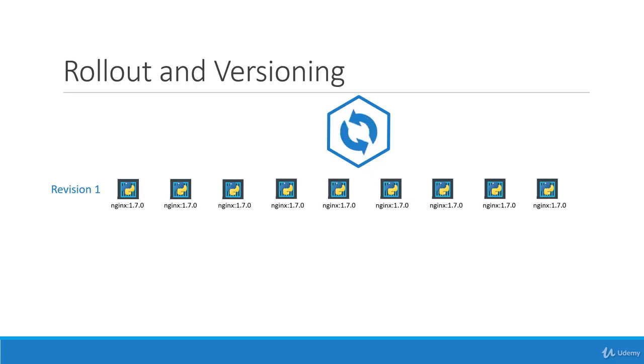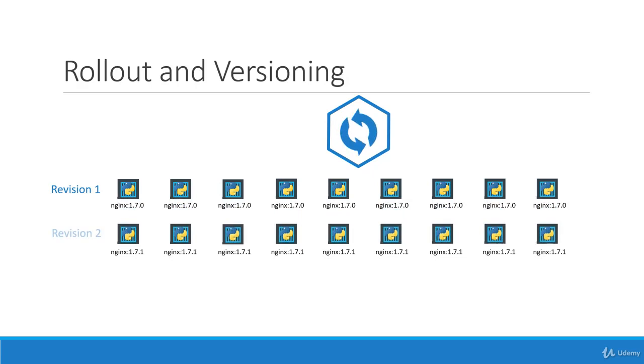In the future, when the application is upgraded, meaning when the container version is updated to a new one, a new rollout is triggered and a new deployment revision is created, named revision 2. This helps us keep track of the changes made to our deployment and enables us to roll back to a previous version of deployment if necessary.